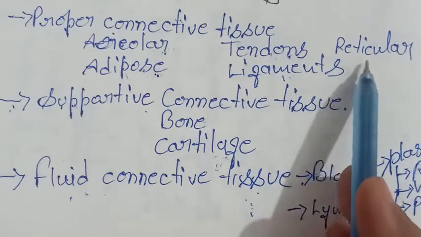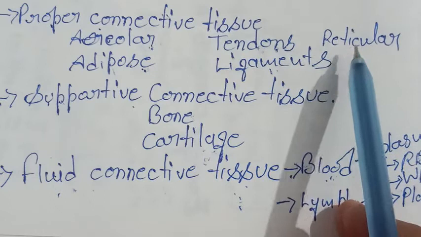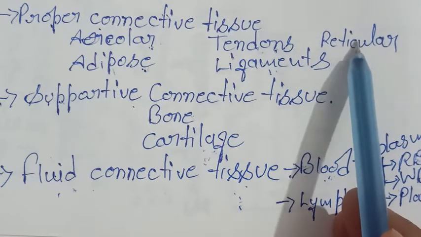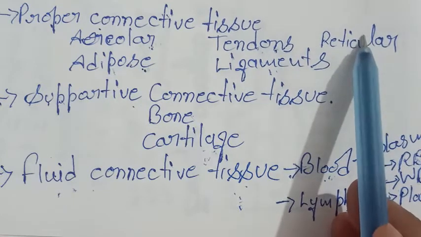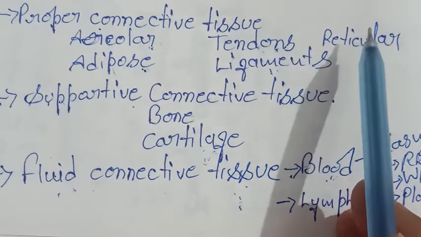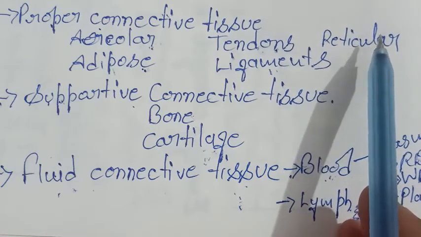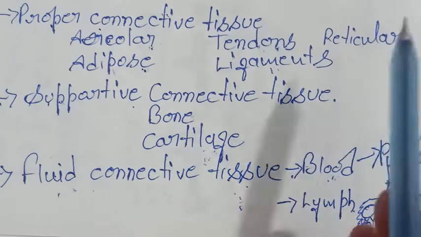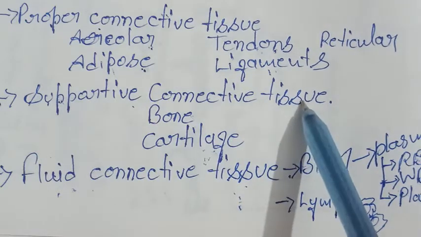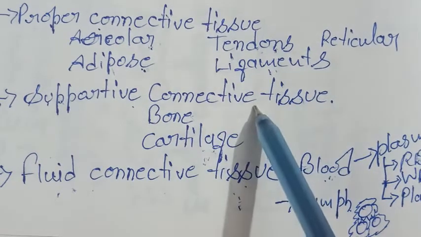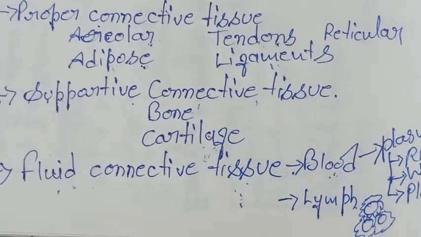Now next one is reticular. So student, reticular tissues are found in lymph and tonsils, and reticular tissue in bone marrow helps in the formation of blood cells. Blood cells means RBCs, WBCs and platelets. Now next to this is supportive connective tissue. Supportive connective tissue means skeletal tissue. Skeletal tissues are again categorized into bone and cartilage.